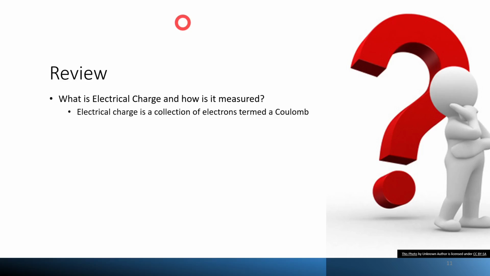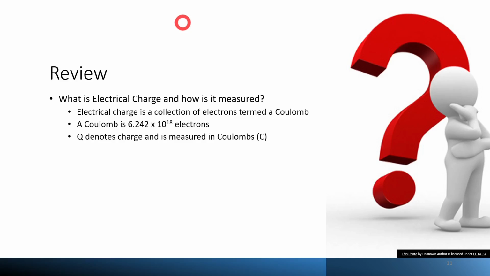Okay, so electrical charge is nothing more than a collection of electrons, and we term that collection a coulomb. A coulomb is 6.242 times 10 to the 18th electrons. And we're going to use the letter Q to denote charge, and that charge is measured in coulombs, which we abbreviate with the letter C.